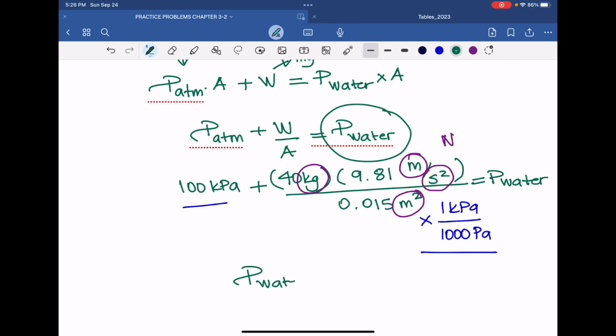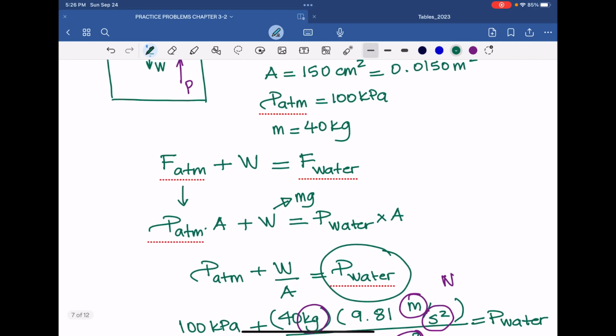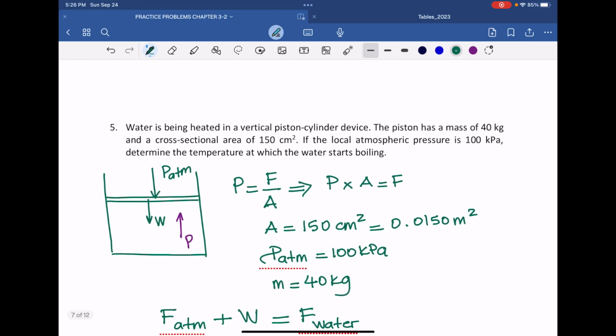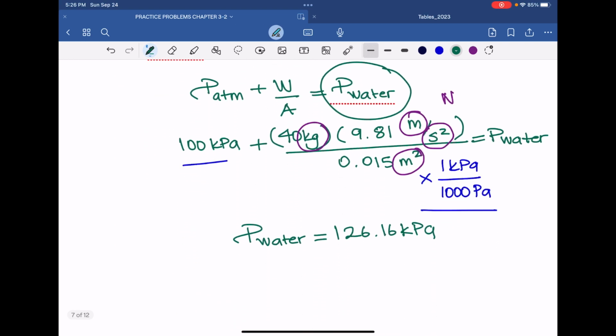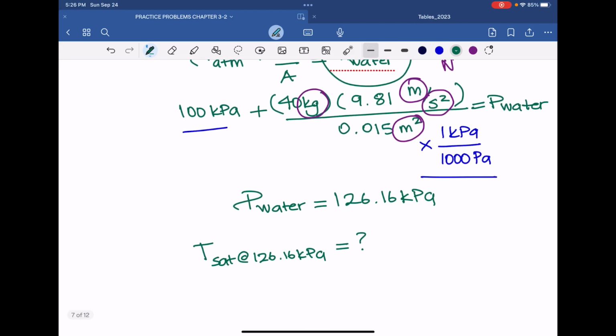And if you do that, you find the water pressure to be 126.16 kilopascal. So now why is this important? Because at that pressure, we want the boiling to start, and boiling starts at this pressure only if it's at saturation temperature, right? So we need to find the saturation temperature at this pressure, because that is the temperature the boiling starts. Let's take a look at it.